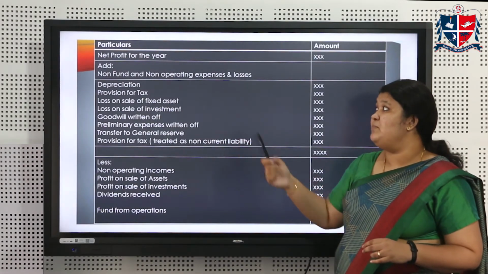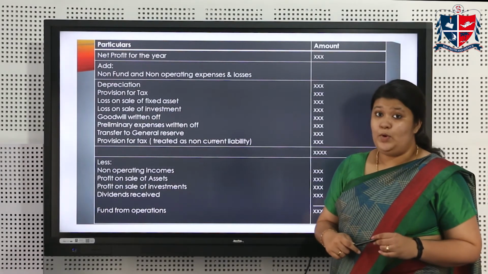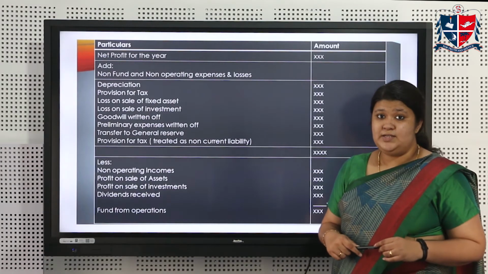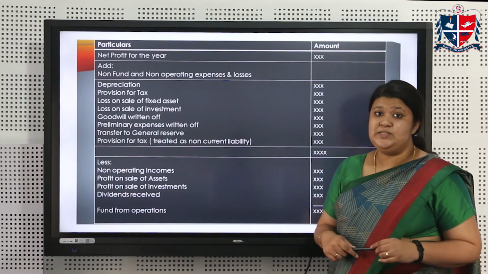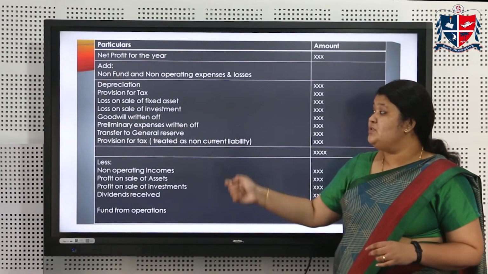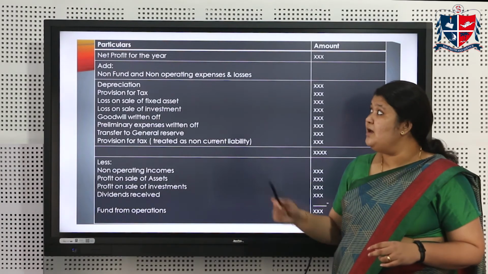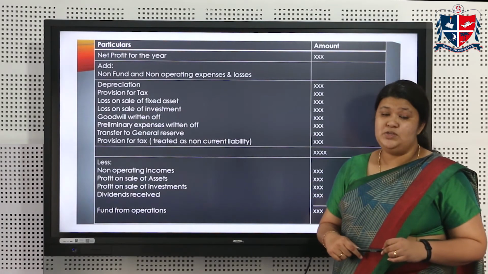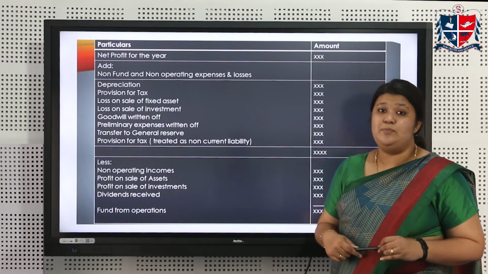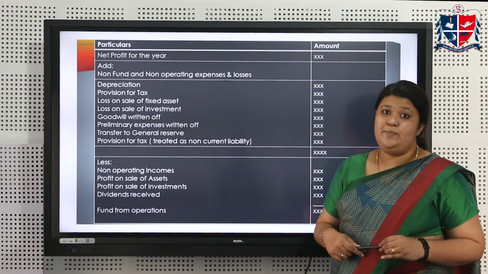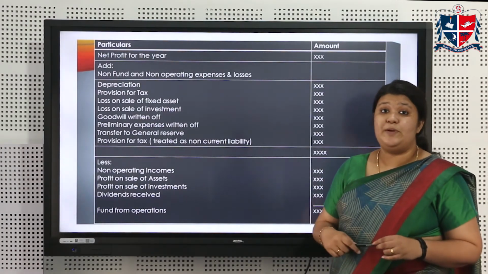These are the various examples of non-operating expenses and losses: depreciation, provision for tax, loss on sale of fixed assets, loss on sale of investments, goodwill written off, preliminary expenses written off, etc. When provision for tax is treated as a non-current liability, the adjustment has to be made in the statement of fund from operations and the fund flow statement. If provision for tax is treated as a current liability, the adjustment comes in the schedule of changes in working capital.